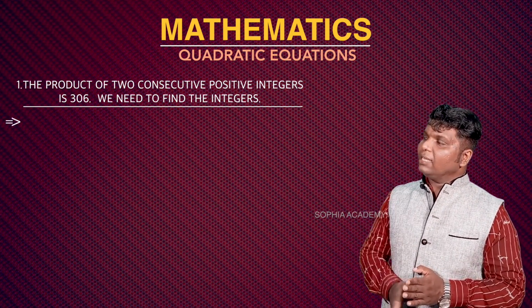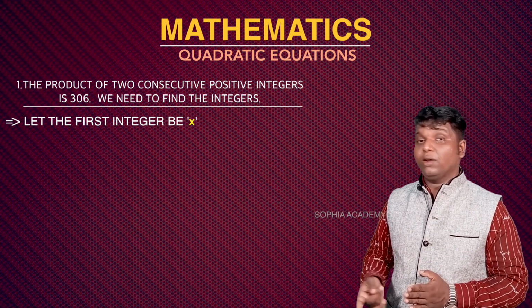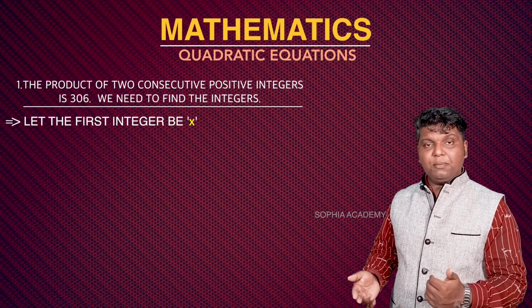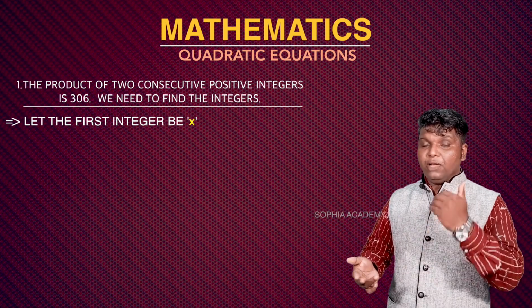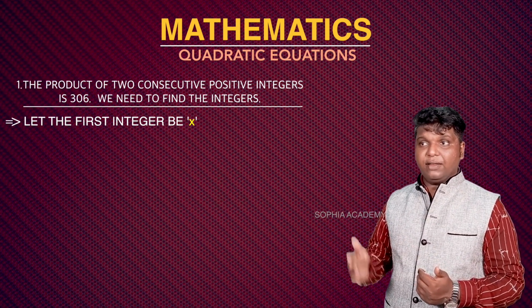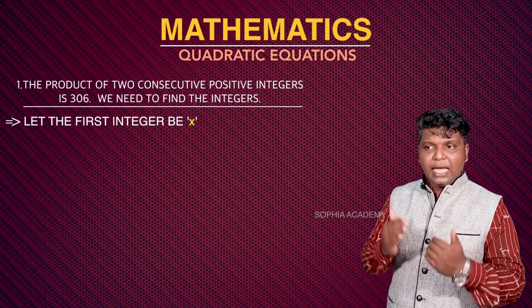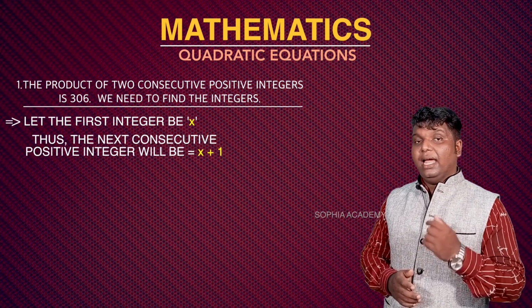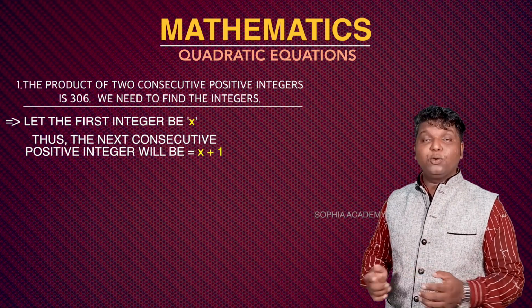We will take, let the numbers be x, and what will be the next number? If one number is 2, the next number is 3. If one number is 4, the consecutive number is 5. If one number is 6, the consecutive number is 7, and so on, like 10, 11. That means x plus 1. So we will take, let the numbers be x and x plus 1. So you got the numbers.